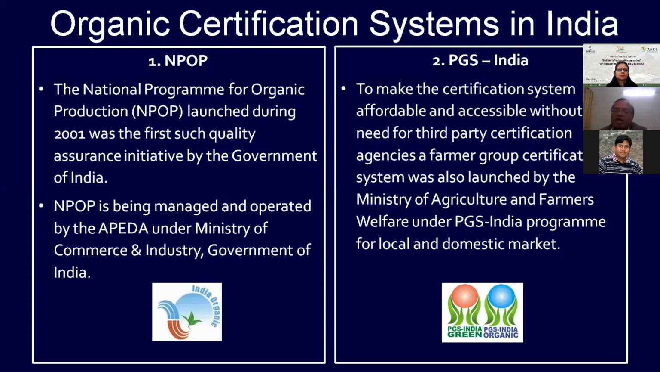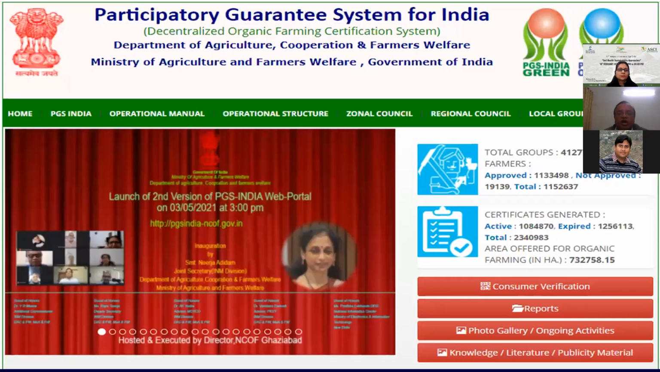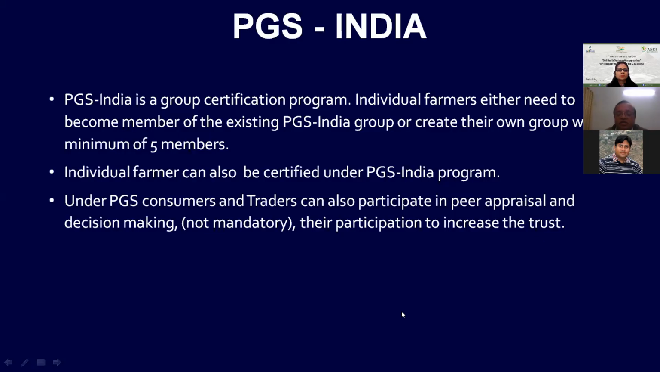Then another system is the participatory guarantee system, which is controlled by the Ministry of Agriculture and Farmer Welfare. That is called the PGS India Certification Program. The PGS India certification control system is controlled by the Ministry of Agriculture and its secretariat at Ghaziabad. The PGS India program is on a group or FPO basis.